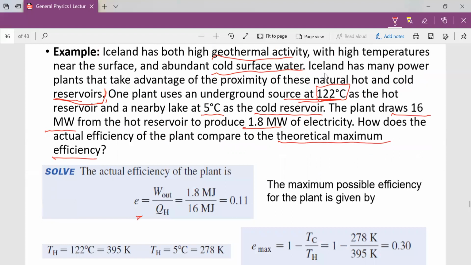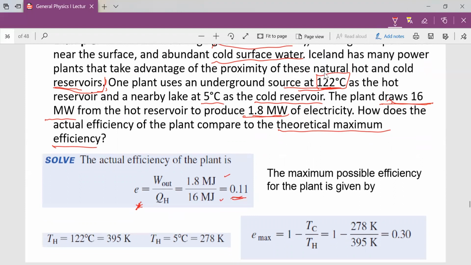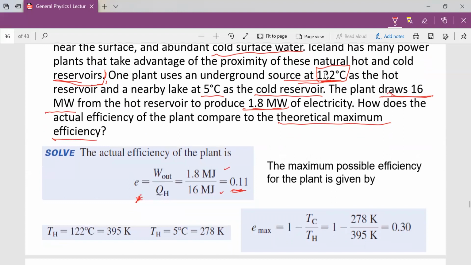So the work output is clearly stated, and the input, it draws, and this is what it gives. So what you get, what you pay. So we have the efficiency of 0.1. Now, the question is the theoretical maximum efficiency. So we want the maximum possible efficiency of that plant. How can we calculate that?